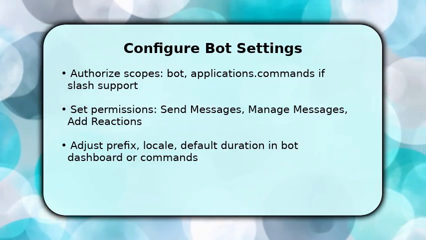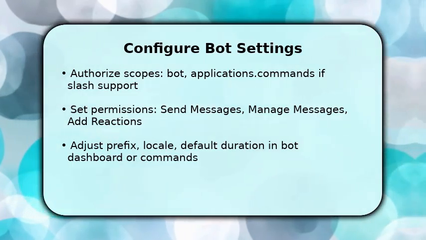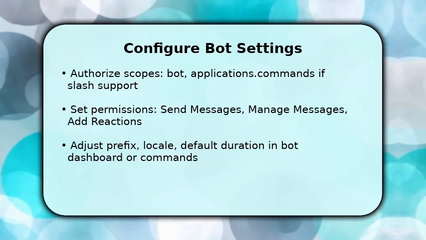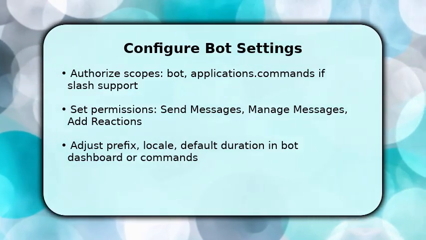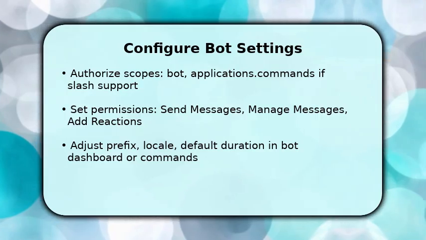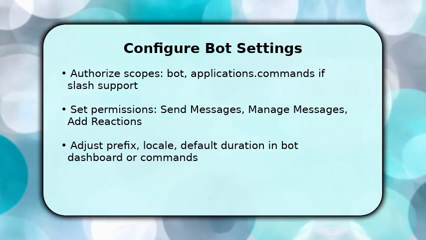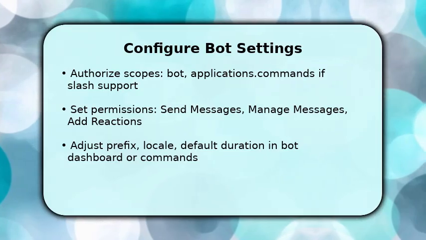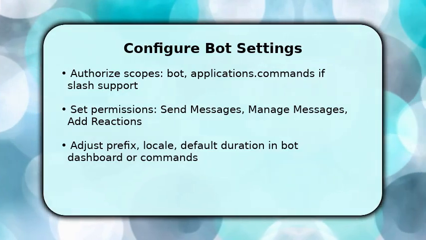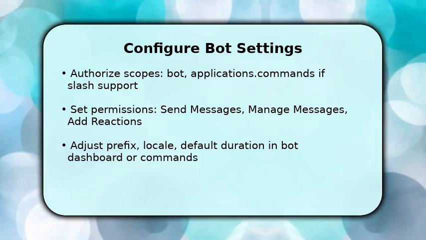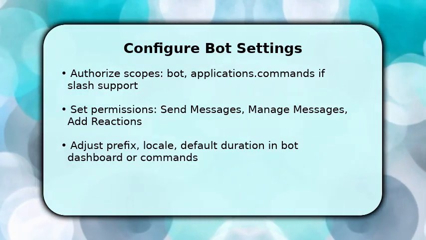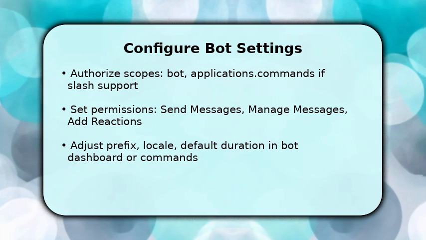First, make sure the bot has send messages, manage messages, add reactions, and read message history permissions so giveaways run smoothly. Next, set a command prefix or enable slash commands, choose default duration and winner count, and localize messages to match your server language. Once configured, test a short 30-second giveaway to confirm reactions are counted and winners are picked. You are ready to run a full giveaway.